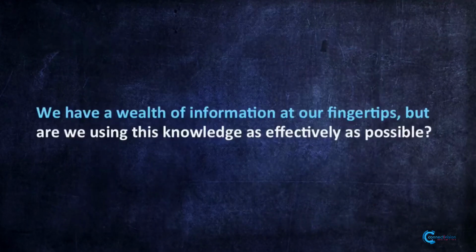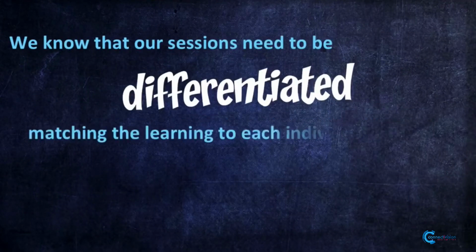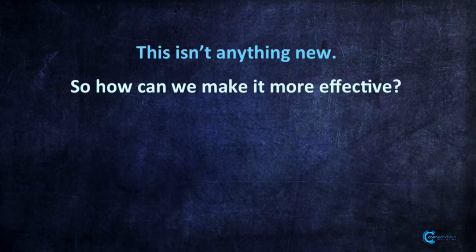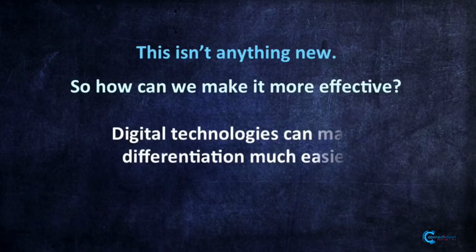We've got a wealth of information at our fingertips with things like Pro Monitor, but are we using that data and that information about our students' progress as effectively as possible? Now we know that our sessions need to be differentiated and we need to match the learning to each individual learner. It isn't anything new. So how can we make it more effective? Well, digital technologies can make differentiation much easier.